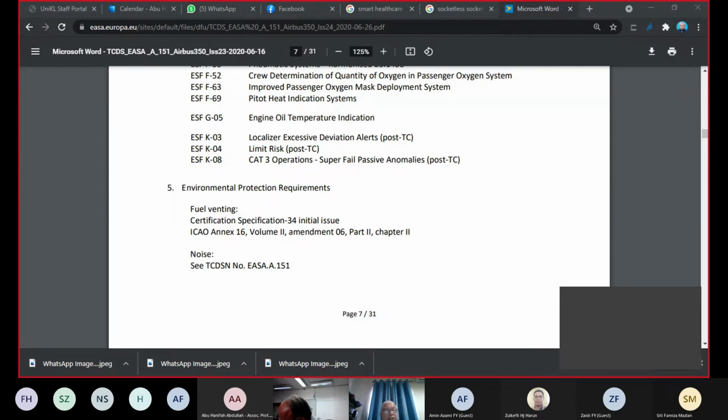We do have environmental certification requirement. 25, 26, 31, 44, 46. Let's look at what are those items. So we have 25 because we want some of the requirement.